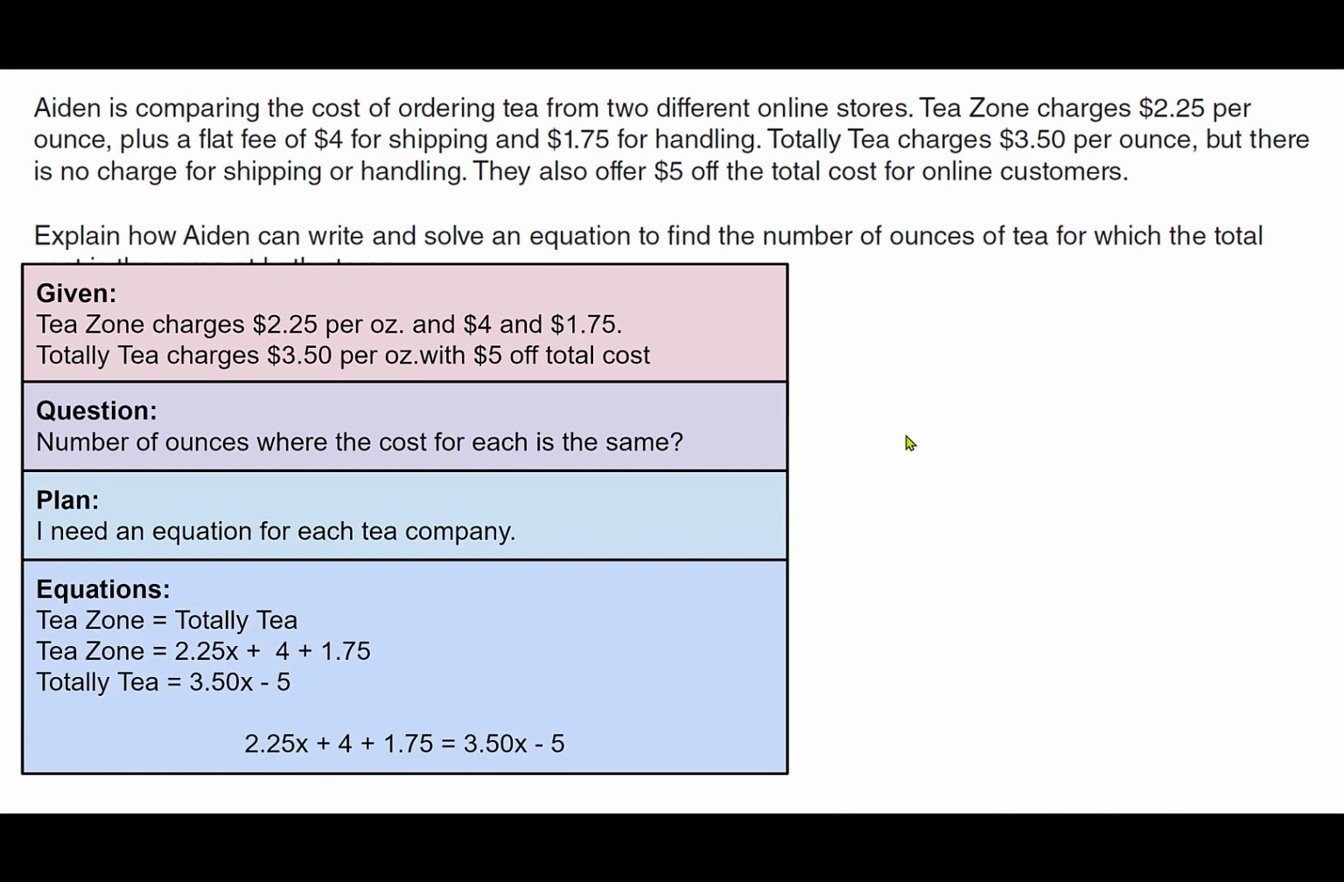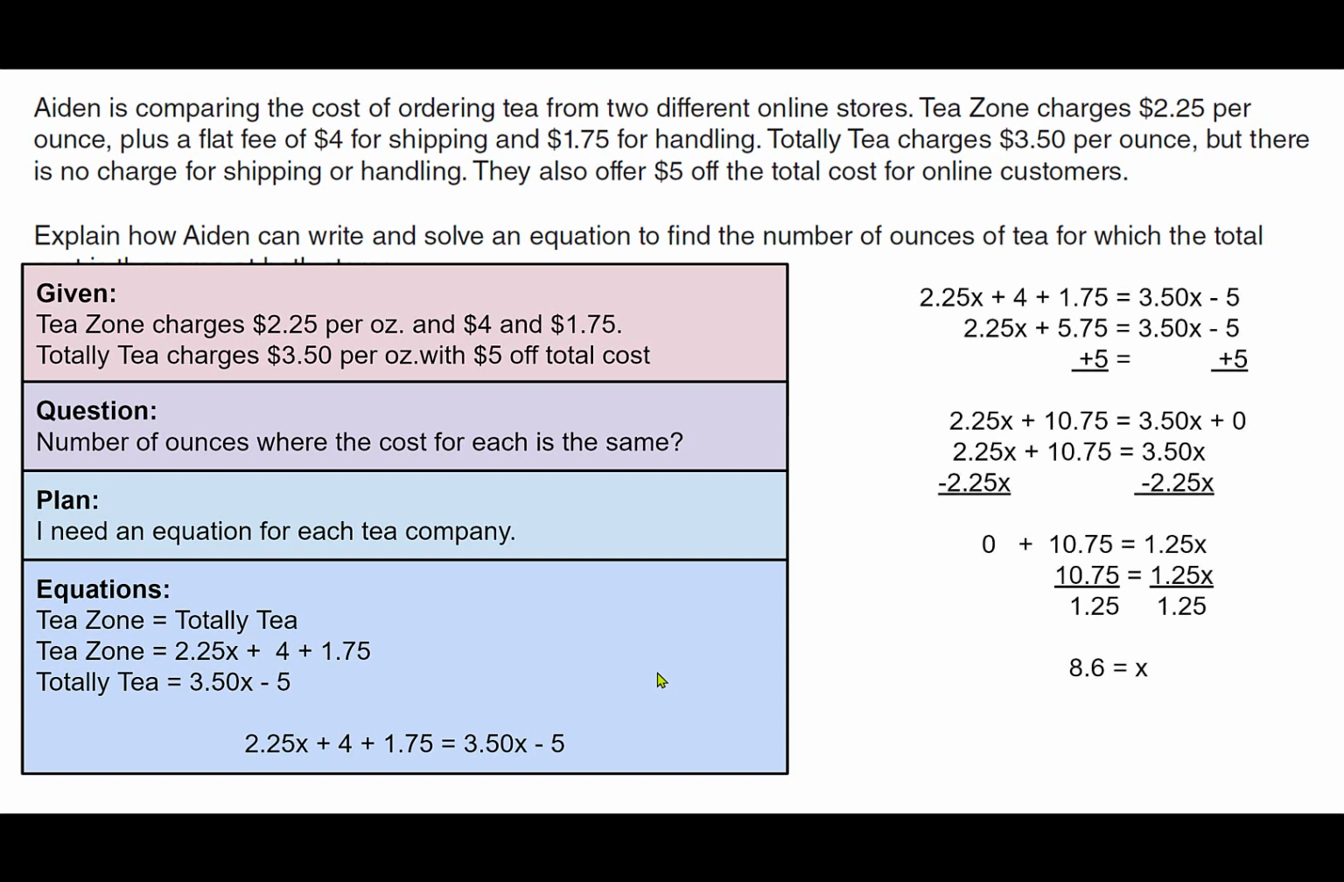So I've got T-Zone's equation there, and Total T. Notice that I added the shipping and the handling to T-Zone, but under Total T, they had a deal for taking $5 off. And then I set up each equation equal to each other. Now I chose to use an X instead of an O for ounce, just because O's get a little bit confusing with zeros. Okay, let's take that equation and solve for X.